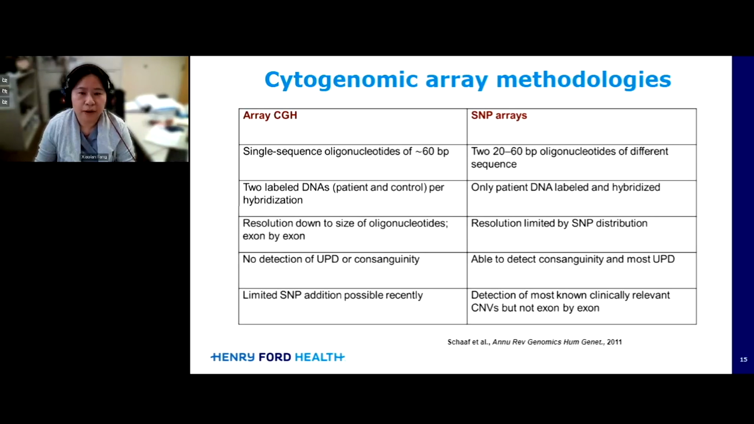So here is a summary between those two methodologies, and you can see the probes are a little bit different. One single-sequence oligonucleotide of around 60 bp for aCGH, while two 20 to 60 bp oligonucleotides of different sequences for SNP arrays. Two labeled DNAs for aCGH, and only patient DNA labeled and hybridized for SNP arrays. The resolution goes down to the size of the oligonucleotide, exon by exon, but no detection of UPD or consanguinity, or possibly SNP addition, like in the aCGH, while for SNP arrays, the resolution is limited by SNP distribution. It is able to detect consanguinity and most UPDs, and also most known clinically relevant CNVs, but not exon by exon.